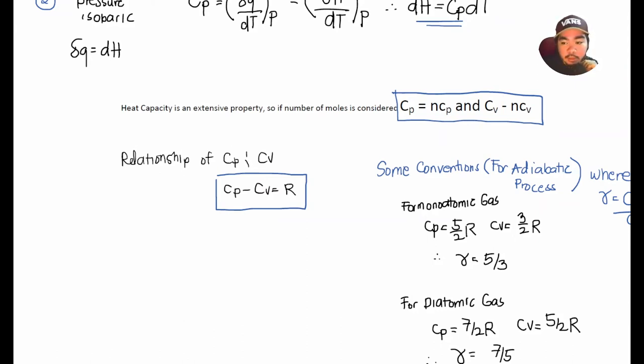Okay, so if we rearrange this, we can actually get that for monoatomic gases, this gamma value, this gamma here, is just the ratio between CP over CV.